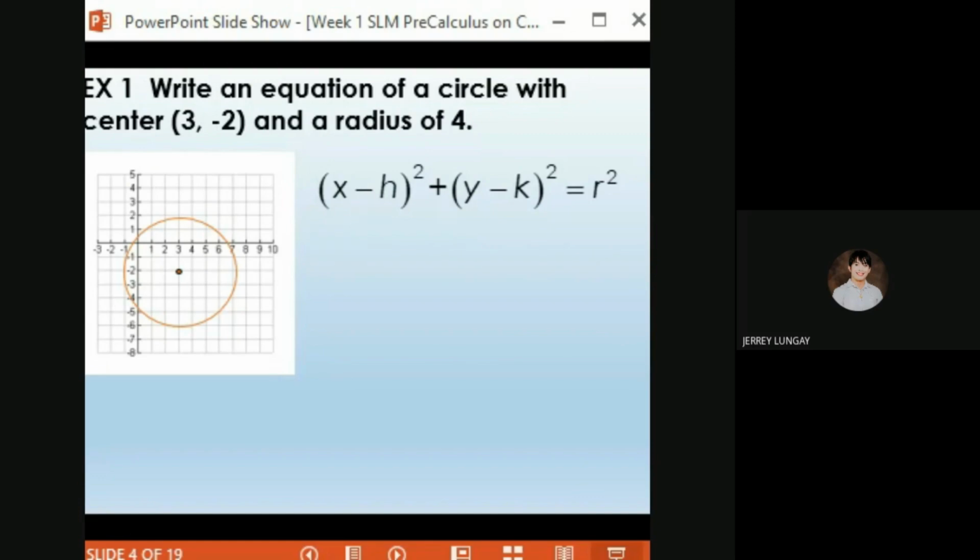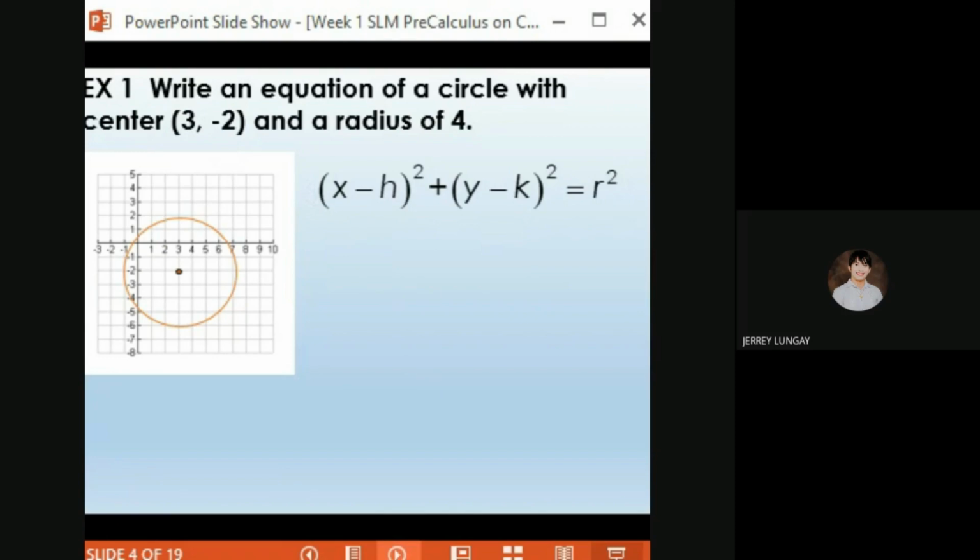From the given center class, since our standard form equation of a circle is x minus h, so meaning na yung negative dinadaan ha. So what does it mean? The center would be taking the opposite sign. Since 3 is positive, if we will be going to substitute the value into this standard form, the positive sign will become negative because we will be taking the opposite sign, both signs, from the x component and y component once we substitute it to the equation. So therefore, the 3 will become negative 3 and the negative 2 will become positive 2.